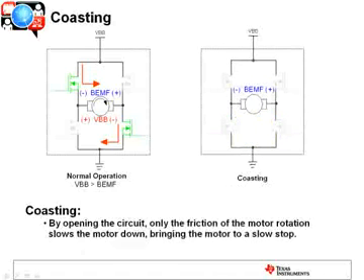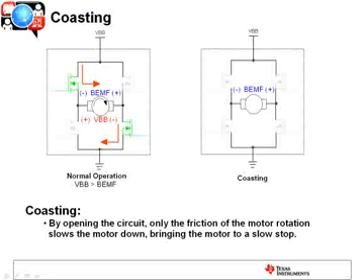Now another common mode is coasting, and in this mode, instead of shorting the back EMF, you actually open it up. So again, we've got normal operation, currents flowing, you've got the back EMF, you've got the supply voltage. When you put it in coast mode, you basically turn off or tri-state all four of those FETs. So you've opened the motor circuit.